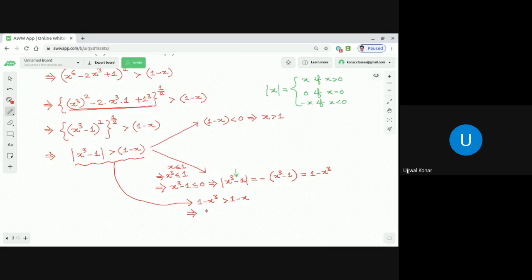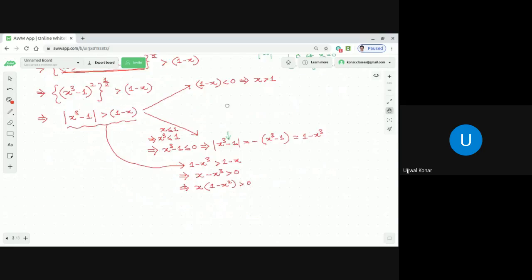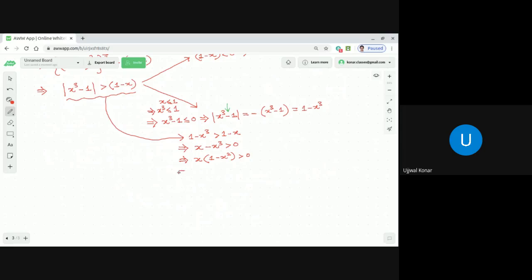If you simplify further, the 1 gets cancelled, so x minus x cube is greater than 0. This implies x into 1 minus x square is greater than 0. Correct or not? So from here we are going to get x into 1 minus x into 1 plus x is greater than 0.